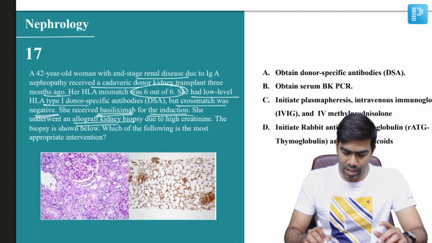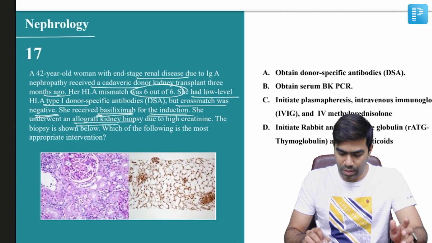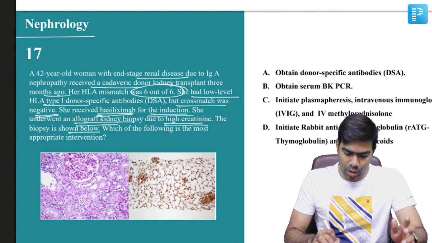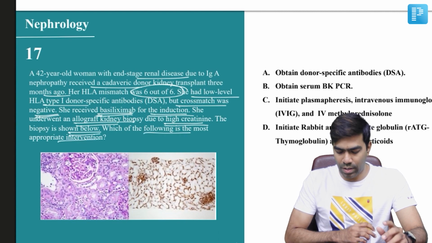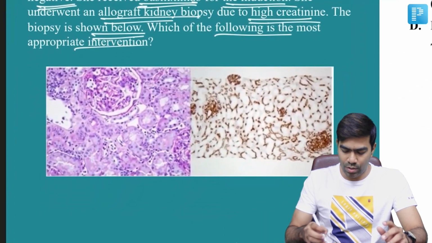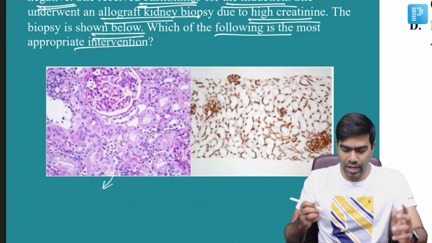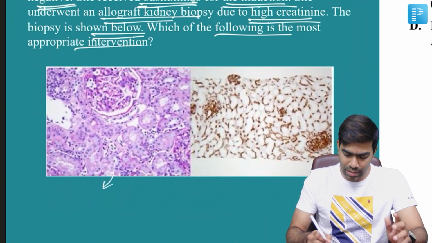She underwent an allograft kidney biopsy due to high creatinine. The biopsy is shown below. Which of the following is the most appropriate intervention? First of all, what you are seeing here are two images. The first image is a light microscopic image where you can see severe tubular damage.